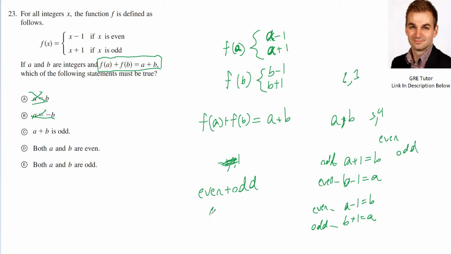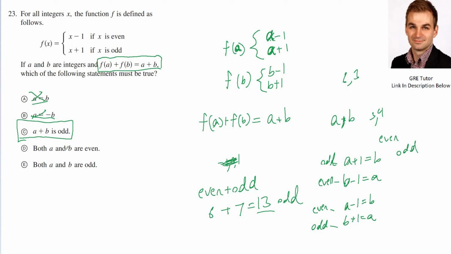So an even, let's take 6, and an odd, let's take 7. 6 plus 7 is equal to 13. Is 13 even or odd? 13 is odd. Therefore, an even plus an odd is going to be odd. This works. a plus b makes sense.